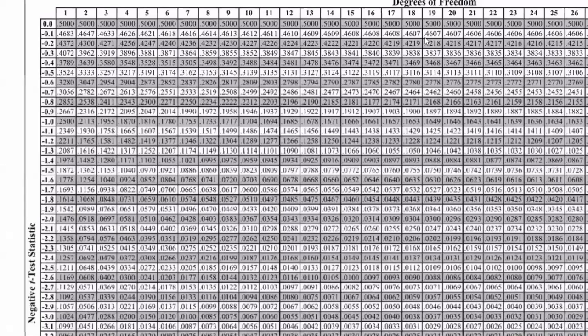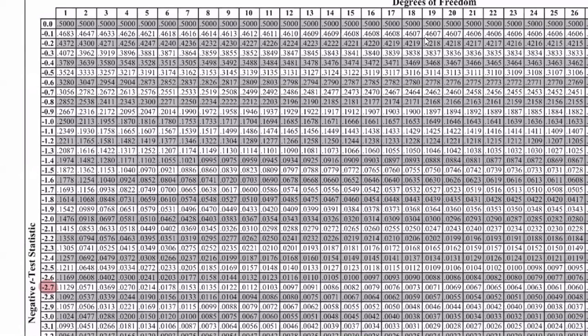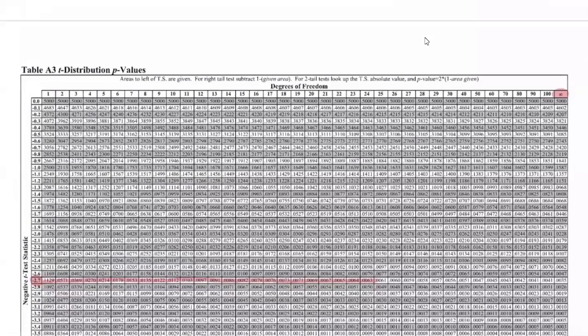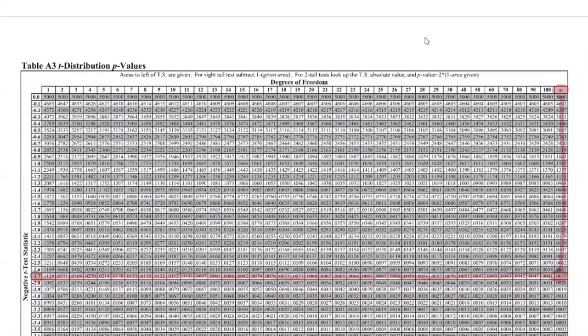And I see it here. And I'm going to go way out. I have to have 1,000 degrees of freedom, which we'll just call infinity because it's much bigger than 100 degrees of freedom. So I'm basically in the last column of the table. With large degrees of freedom, the t-distribution approaches the normal distribution. So these are actually normal distribution p-values with infinity degrees of freedom.